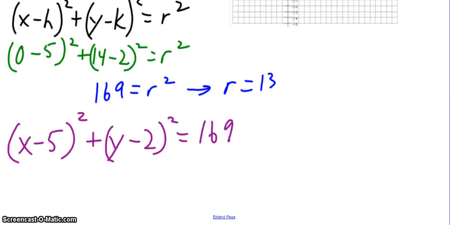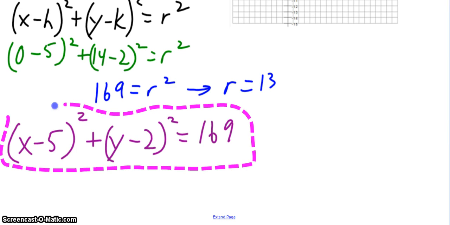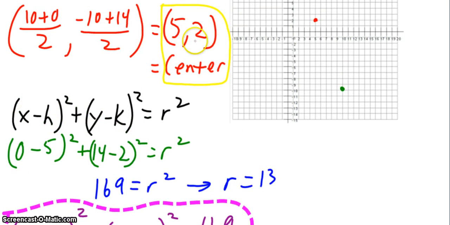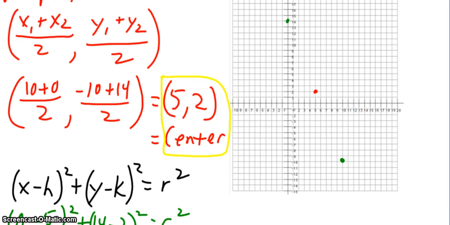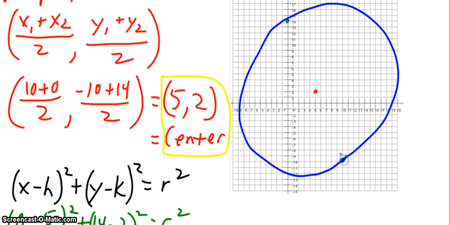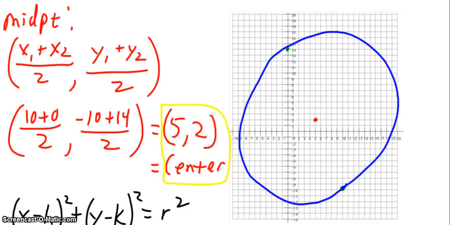Alright, so you should end up with the standard form of the circle: (x - 5)^2 + (y - 2)^2 = 169. So we know that the radius is 13, the center is the point (5, 2), and so if we were to graph this, again, this is definitely not going to be perfect, I would have a circle like that. That's a beautiful circle, almost a perfect circle.